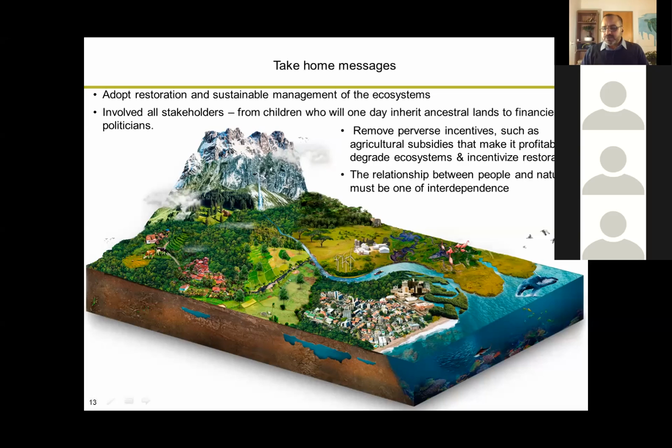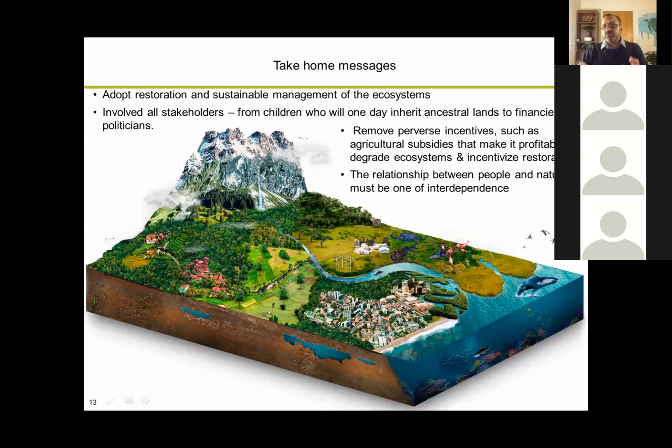Then we have to remove the perverse incentives. What we are currently doing is incentivizing the degradation of our ecosystem. We say, okay, produce 10 tons more wheat, 10 tons more cotton, and you will get more money. But after 10 years, the farmer would not have land anymore to cultivate. So we are incentivizing the degradation of the ecosystem.